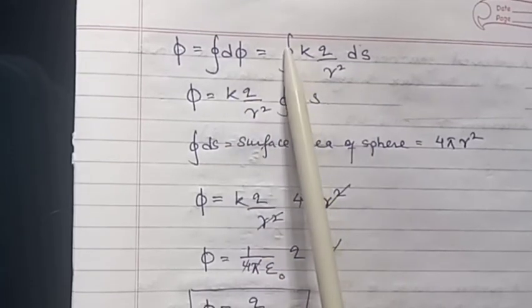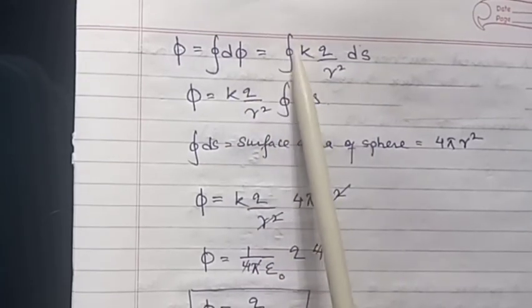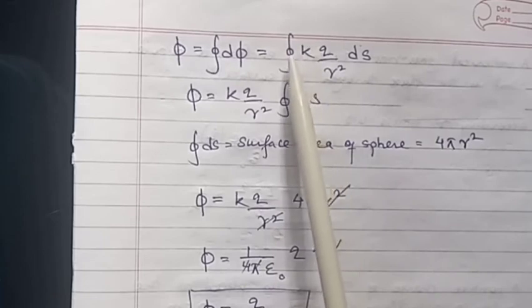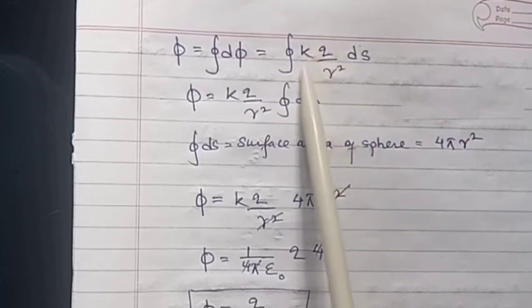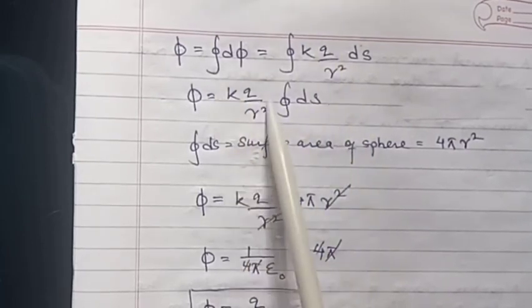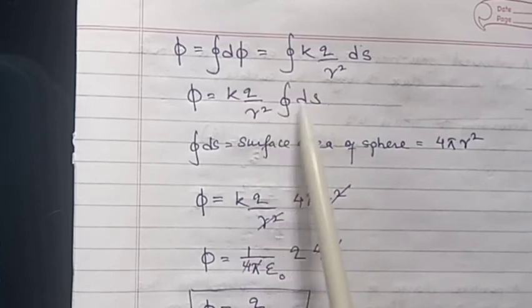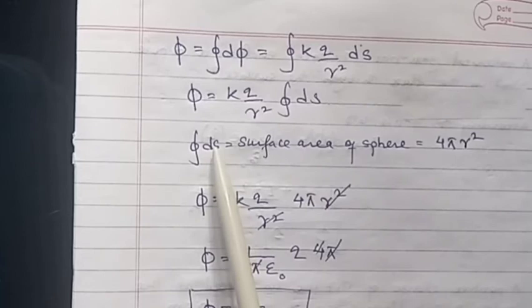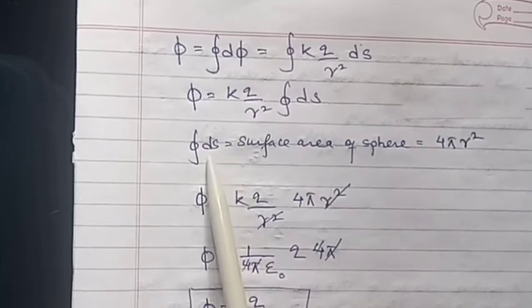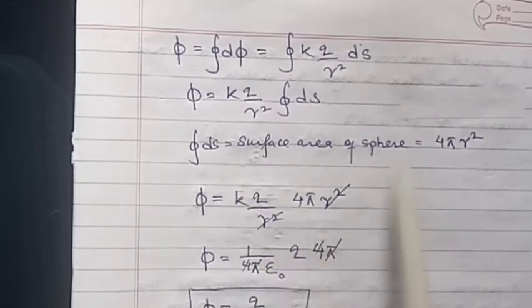I'm using this circle in the integration because we are integrating over the closed surface. Now k q by r square is constant, so I'll take them out. I'm left with integration of ds. When we integrate this ds, that means if we add all the small areas on the surface of the sphere, then we'll get the surface area of the sphere.